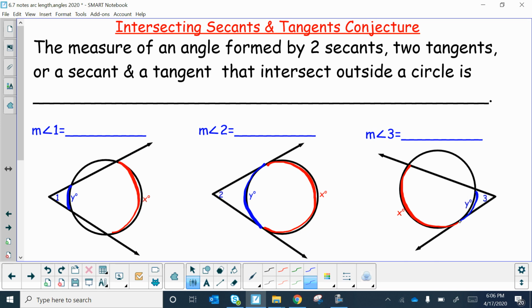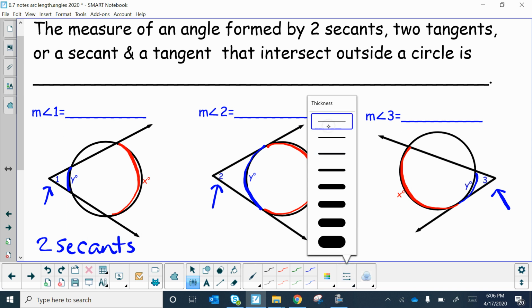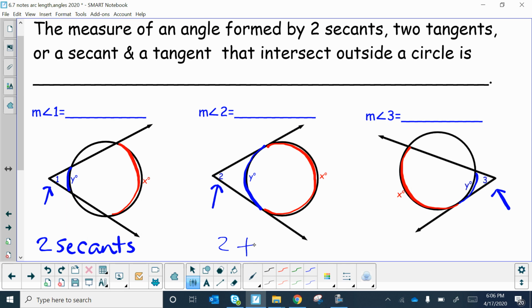Those arcs are related to the angles out there in the exterior of the circle. You have angle 1 right there. You have angle 2 in the exterior, and then you have angle 3. Okay, so this one over here on the left is made up of 2 secants. Okay, this one here in the middle is made up of 2 tangents. That's what these lines are called, okay, or rays. This one over here is 1 secant and 1 tangent. I'm going to just abbreviate. Okay, so those are the pictures that you can work with.